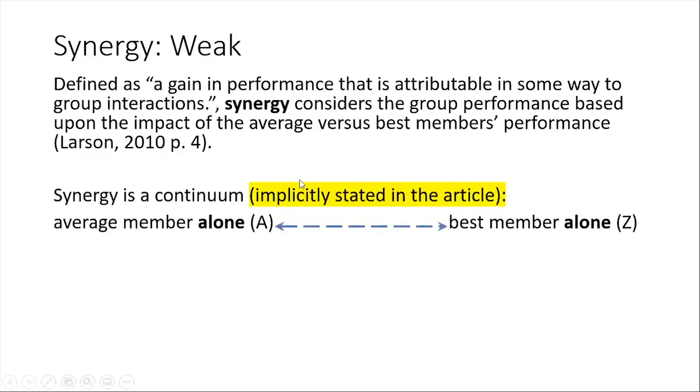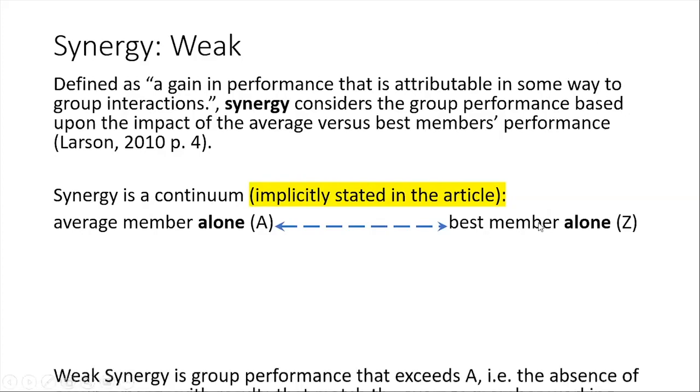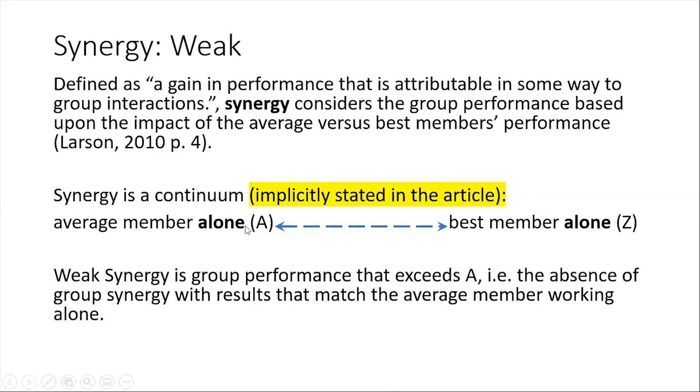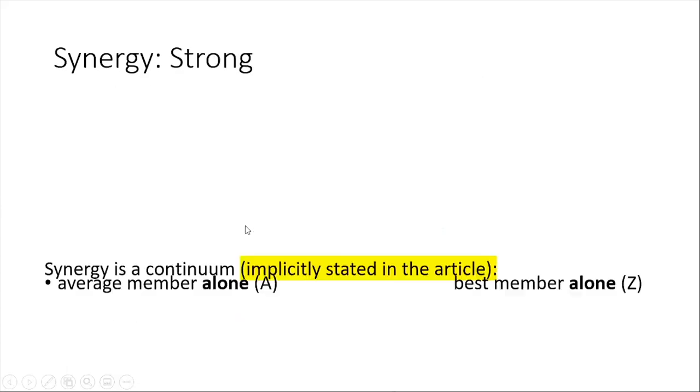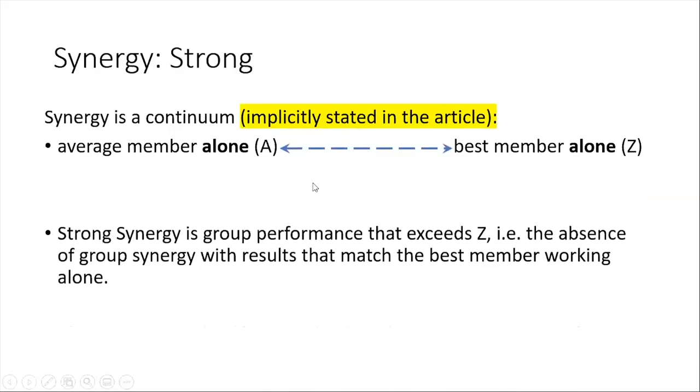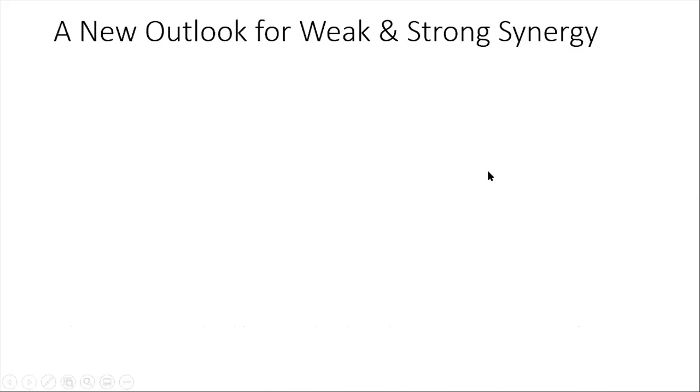So we have a continuum now being created, a synergy continuum, where we talk about the PP being as good as one member, the average member alone, point A, or the PP being as good as the best member alone, Z. Now, weak synergy refers to when the PP exceeds A, and strong synergy refers to when the PP exceeds Z. But that was 10 years ago.